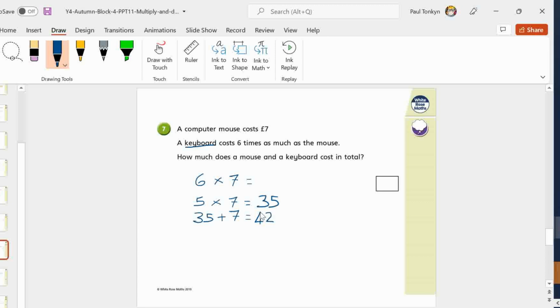Okay, but then we have to add the price of the computer, so we have to do 42 plus 7 again, because this is the price of the computer mouse. Sorry, not the computer, that'd be a very cheap computer. Computer mouse, yeah. So what's 42 plus 7?